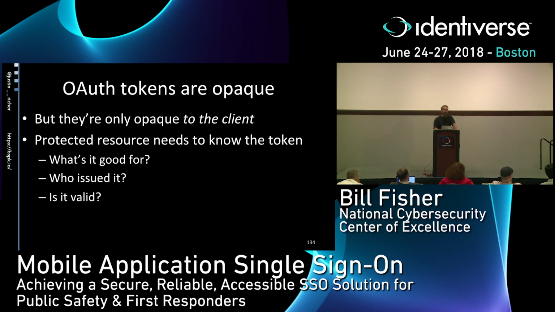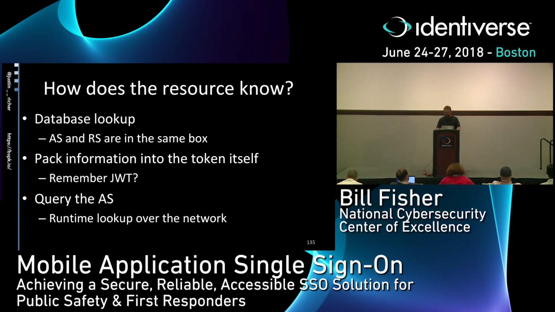Or you could have a lookup, and that's exactly what the token introspection protocol is. It's a way to say, somebody handed me a token, I need an adult, what is this good for? And the AS responds with a JSON structure that says what the token status is.